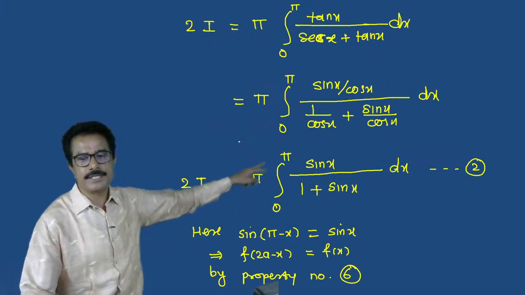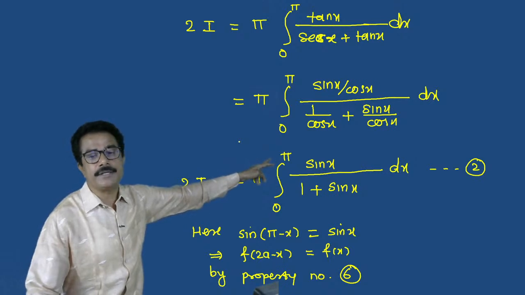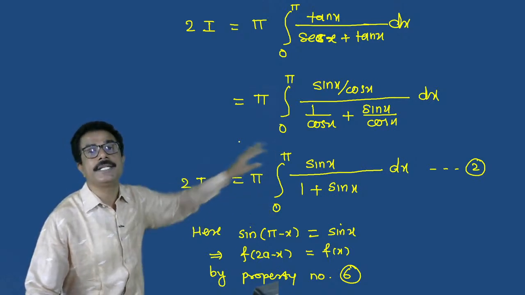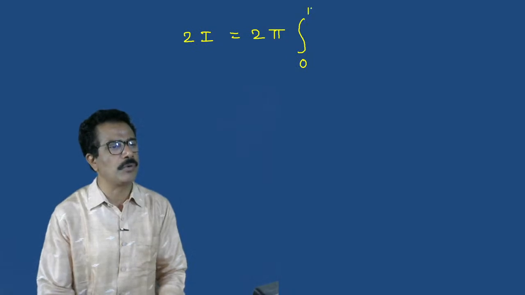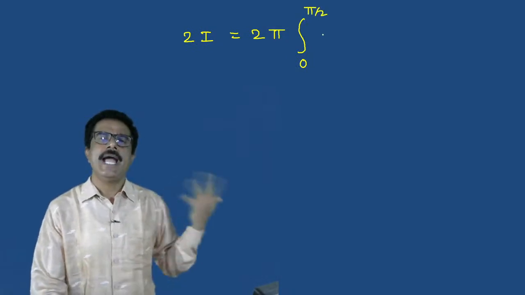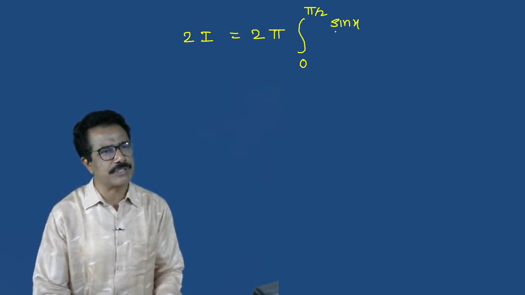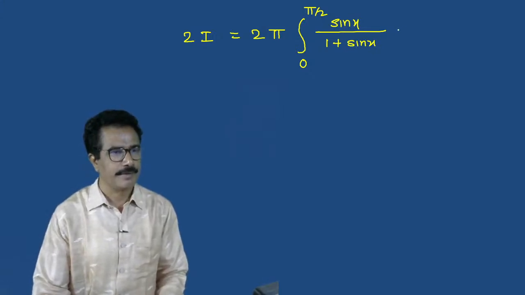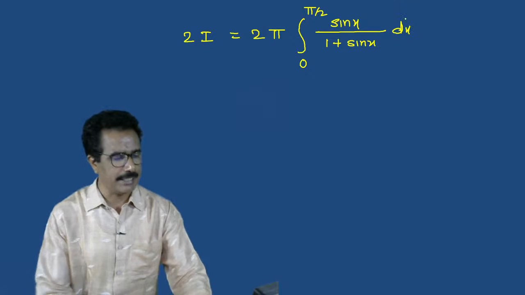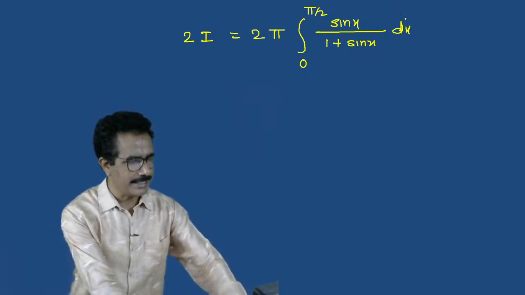By property number 6, we change this limit: lower limit as it is, upper limit into half, that is, we change pi into its half value. So 2I is equal to 2 times pi times integral from 0 to pi by 2, half of pi is pi by 2, of f of x dx, meaning sin x divided by 1 plus sin x dx. Is it okay? Did all of you understand this? Ask if there is any difficulty.